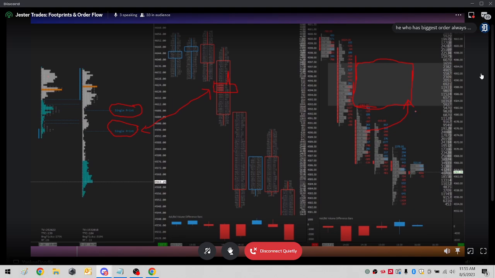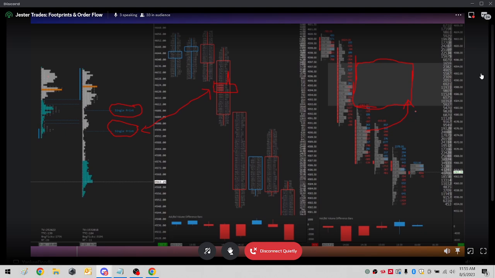It's not like it just goes up there. Sometimes I see people on Twitter and everywhere saying, "Oh, we have this gap to fill." It's like, no, we have a gap to reject off of. That's an extremely powerful area. You do not want to be going long into it. They're loading up on sell orders into your longs when you go up in that area. They're not just going to let you fill that gap.